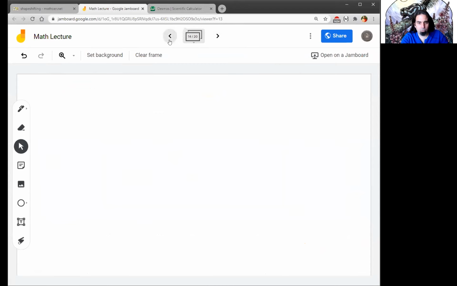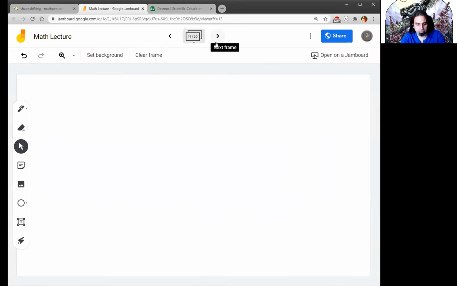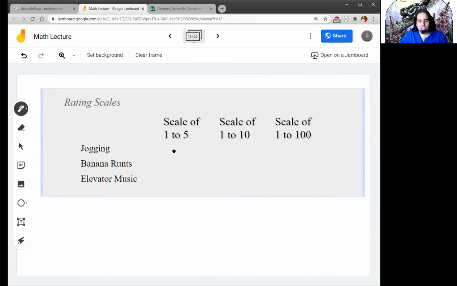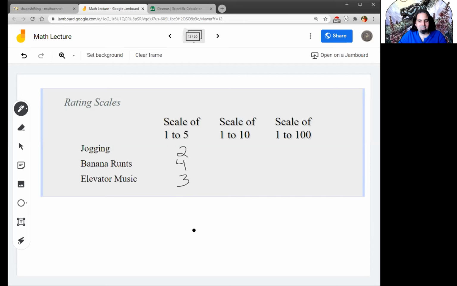So what do we think? How do we rate jogging? No right answer. I just want to write some numbers down. On a scale of 1 to 5, how much do we like jogging? 2. Okay. How about banana flavored Runts? That's a candy that everyone tends to love or hate in my experience. 4. Elevator music? 3, I heard. Okay. How about if we change it to a scale of 1 to 10? How much do we like jogging?